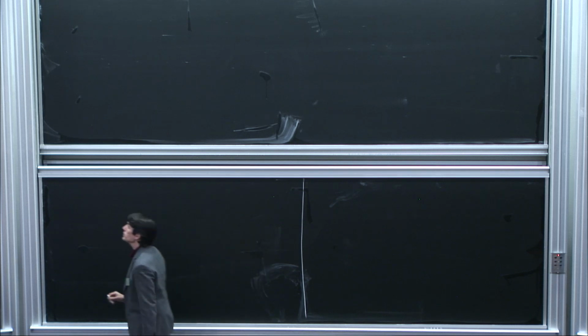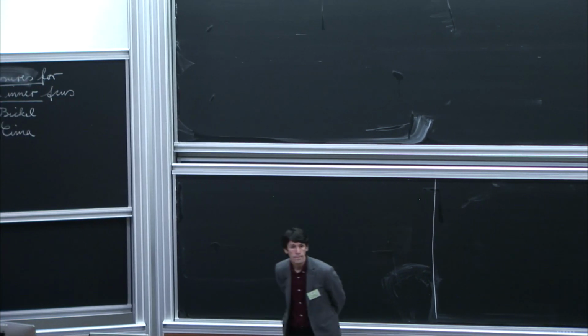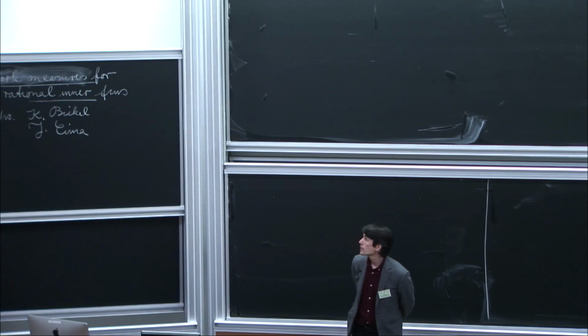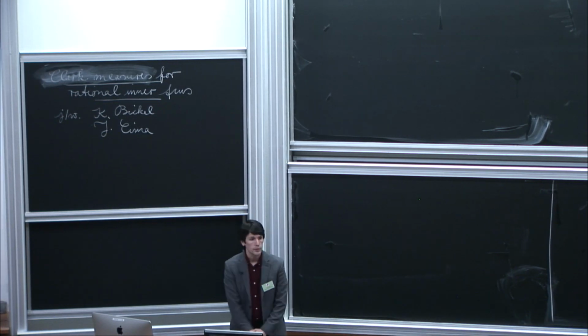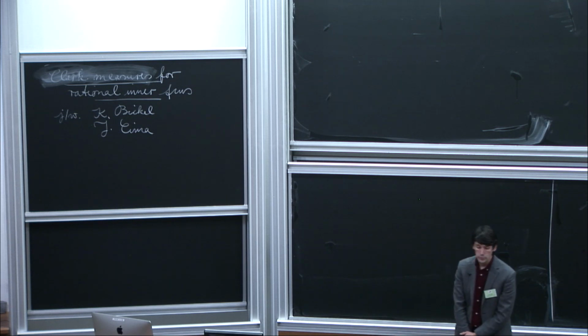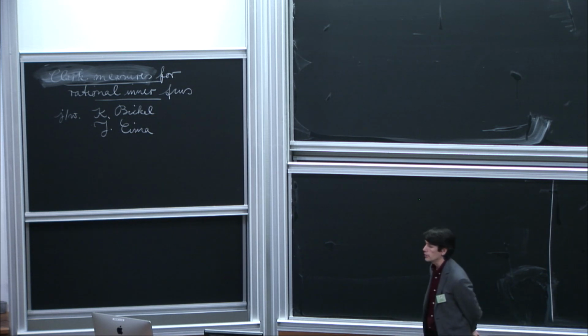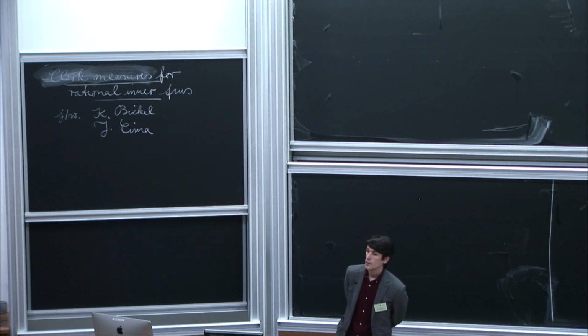So the material that I'll be talking about today is joint work with Kelly Bickle and Joe Sima. For the last couple of years, I've been involved in various projects related to rational inner functions. And I should mention that some of the results that I will use in today's talk are joint with Kelly and with James Pascoe, and also with Greg Knese.